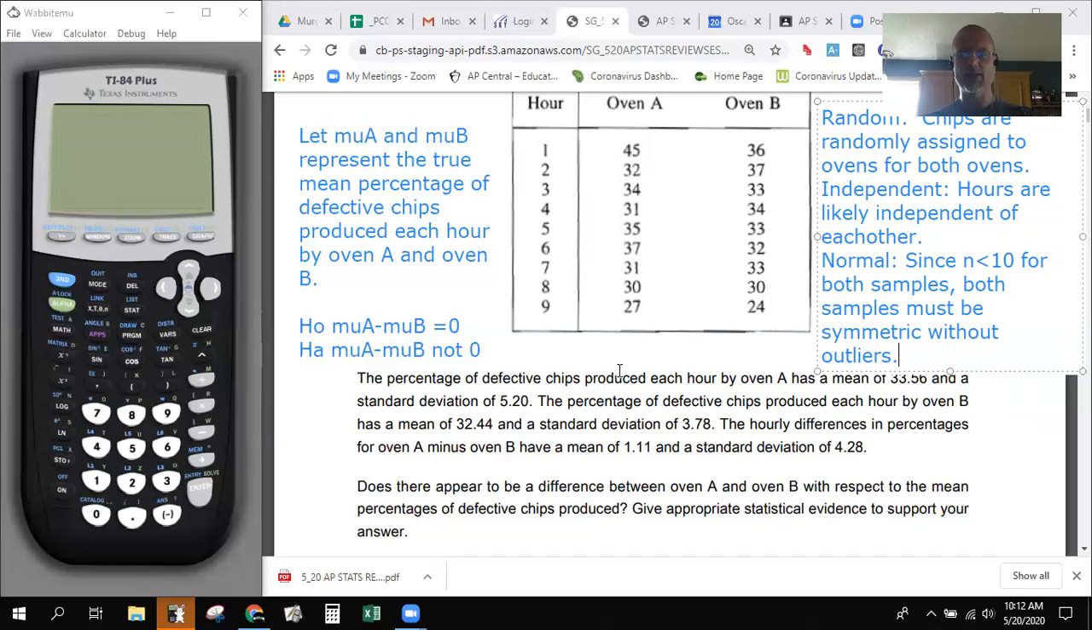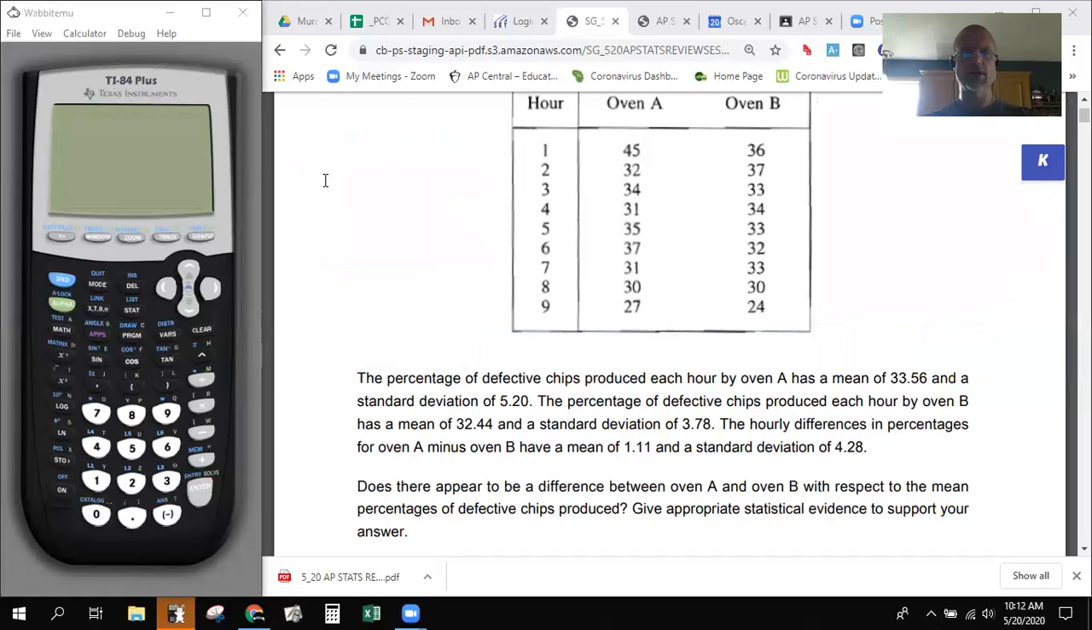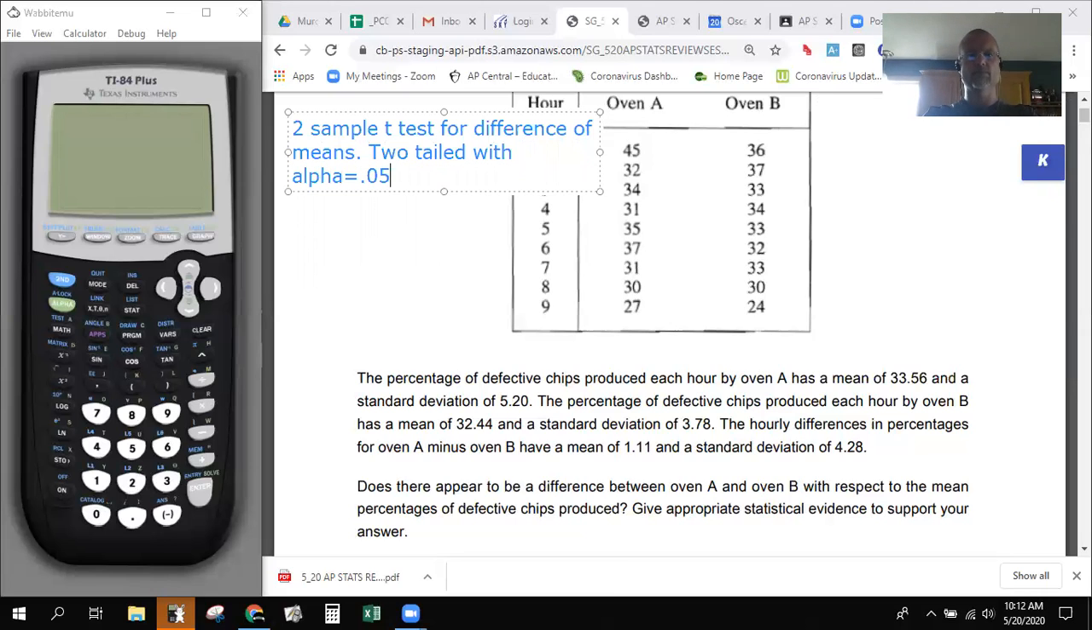Okay, now we have to name our test. So let's see, I'm going to clear everything, clear all drawings. We're going to do a 2-sample t-test for difference of means. We're going to say it's 2-tailed with alpha equal to 0.05. That's the name of the test part.